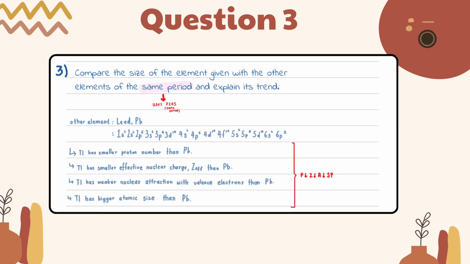For question 3, compare the size of the element given with other elements of the same period and explain its strength. It mentions the same period, so we will use PEAS. The other element that I choose is lead, Pb. According to PEAS, thallium has a smaller proton number than lead. Thallium has a smaller effective nuclear charge than lead. The third point is thallium has weaker nucleus attraction with valence electrons than lead. And the last point is thallium has a bigger atomic size than lead.